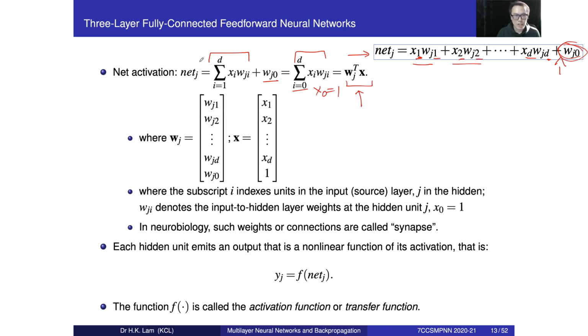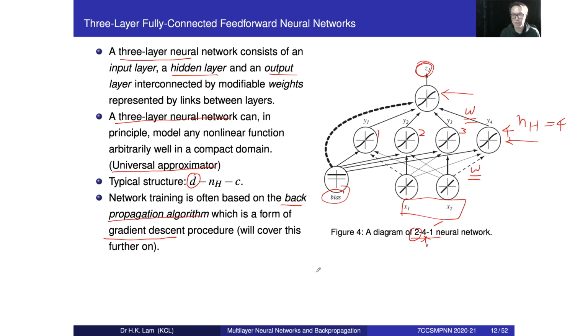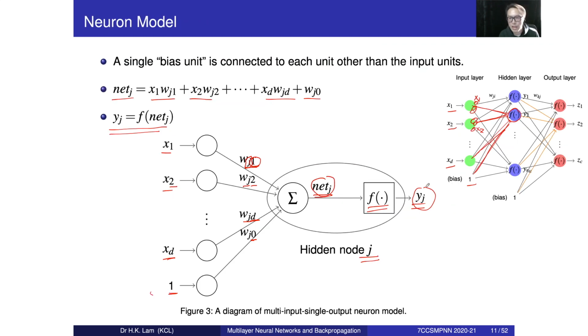So net j can be represented by this compact form, and so we also have yj, that is the output of the neural network at this particular point. When j is 1, we are talking about y1, when j is 2, we're talking about y2, and so on. All of them, we can use this set of equations to represent that.